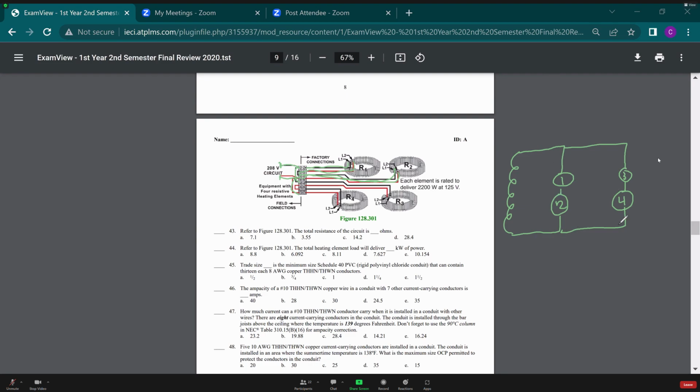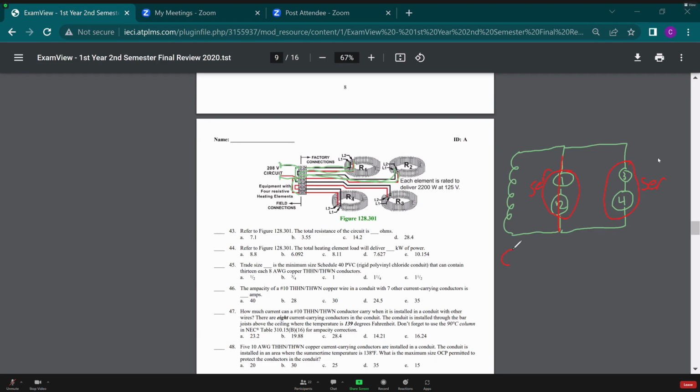Now that I've broken this down into a little bit of an easier diagram to understand, let's take a look at what's going on in our circuit. So 1 and 2 here, I have to go through 1 and 2 to get back to my source. These guys are connected in series to each other. Same thing with 3 and 4. These guys are connected in series with each other.